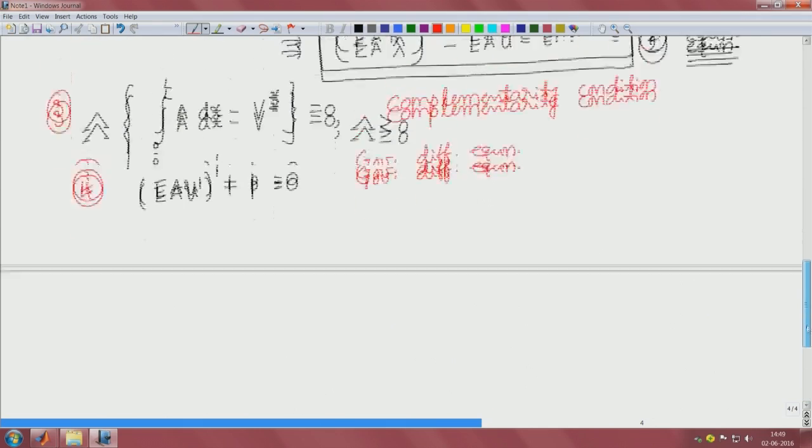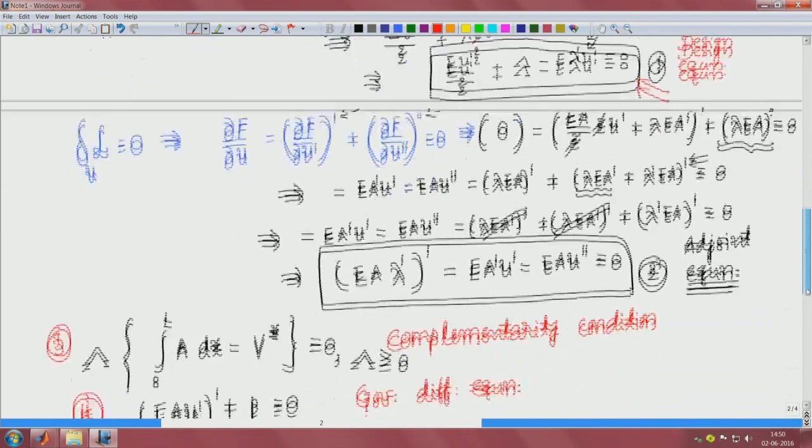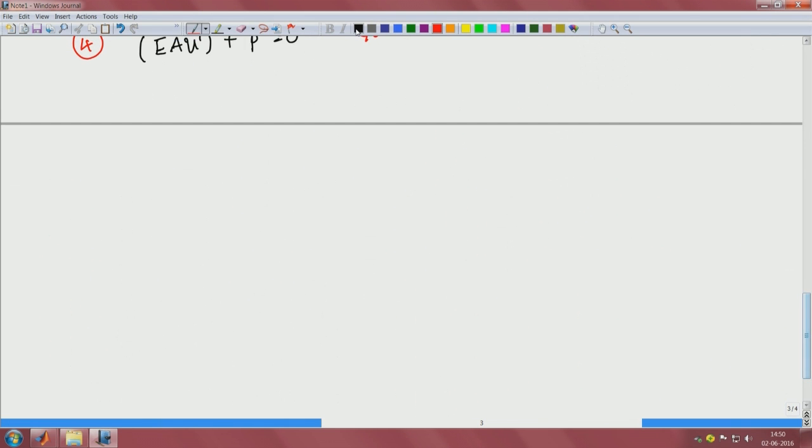So, we have 4 equations and 4 unknowns. Let us look at them and try to solve. Let me first show the first equation. You look at this: E u prime square by 2 plus lambda minus E lambda prime u prime equal to 0. So, let us first write that equation here.